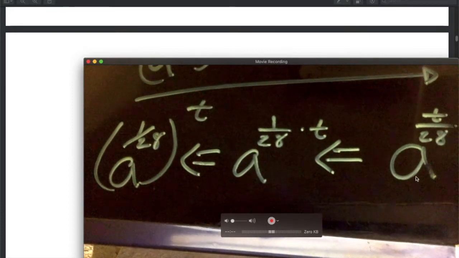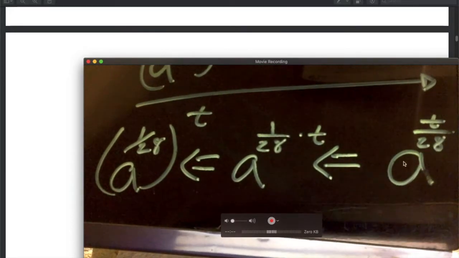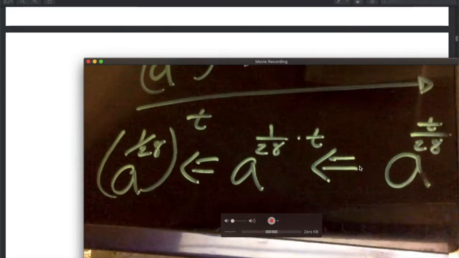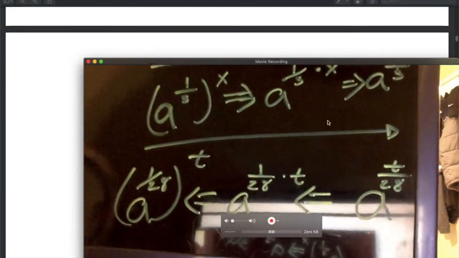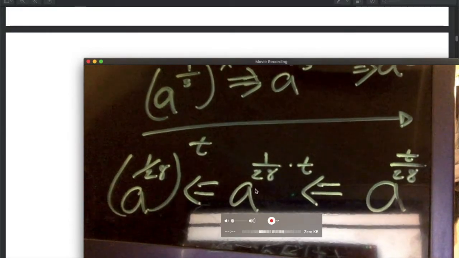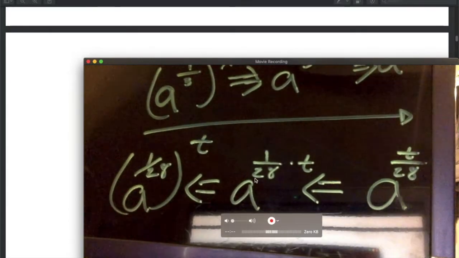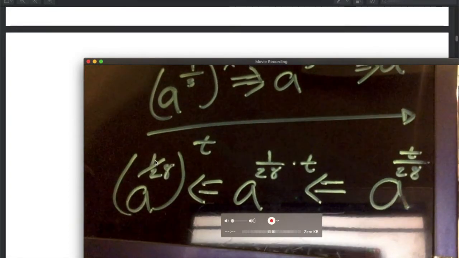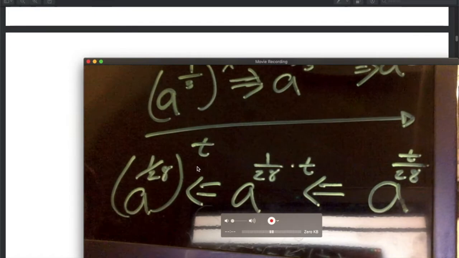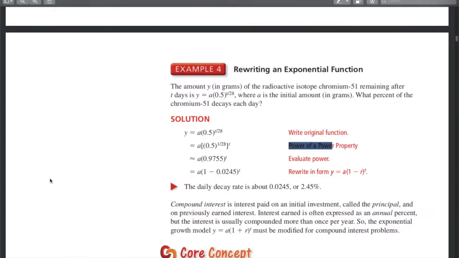So here we have a to the power of t divided by 28. The next step, the split that we're doing, right before we got to that step, is to write t times a to the power of 1 over 28. So now we're allowed to separate them and get a to the power of 1 over 28 to the power of t. So that's exactly what's going on here. So here we get 0.5 to the power of 1 over 28.